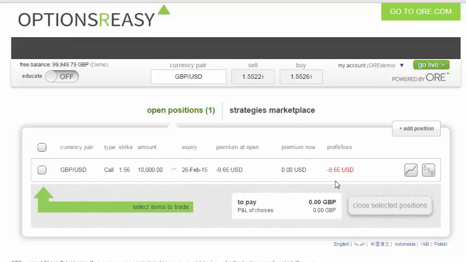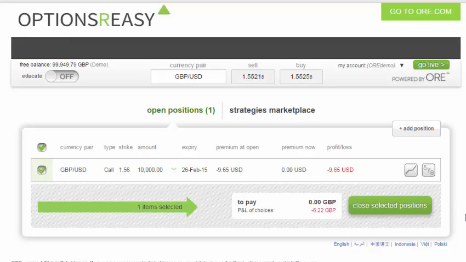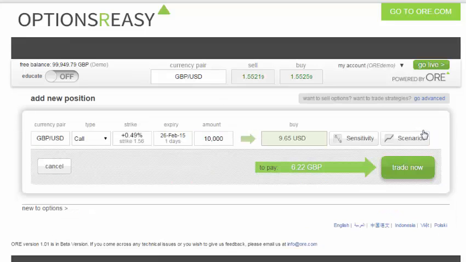At any point, if you want to go back and analyze the payout again, you can do so by clicking this chart icon. And you can close the trade before expiry by clicking in the box on the left hand side and then clicking Close Selected Positions button. Now let's go back into the trading zone by clicking Add Position. And this time we're going to look at a put option.